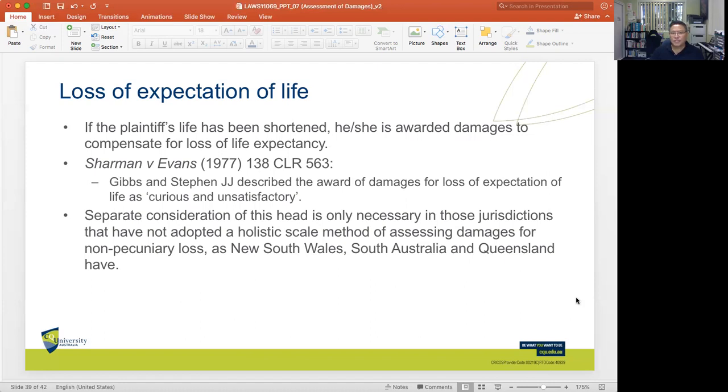In some jurisdictions, a separate consideration of this head is only necessary in those jurisdictions that have not adopted a holistic scale method of assessing damages for non-pecuniary loss, as New South Wales, South Australia, and Queensland have. In general, when it comes to a method of assessing damages, which can be important in negotiating between the lawyers and the parties as to the amount of damages to be paid, loss of expectation of life often comes into the picture in an assessment of a global amount of damages to be paid by the defendant.